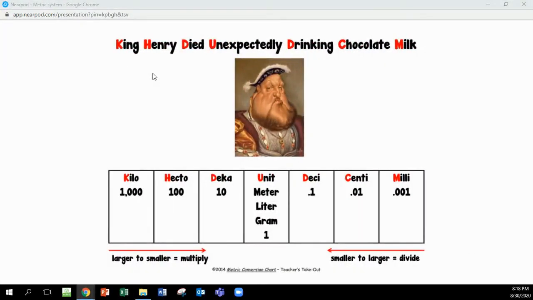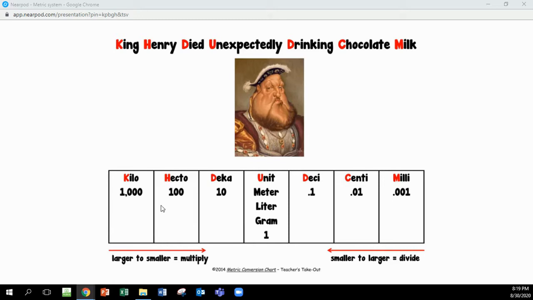So we got King Henry. Poor King Henry. He died unexpectedly by drinking chocolate milk. Okay? So kilo, king. Hecto, Henry. Died, deca. Here it says unit, so this is unexpectedly. Sometimes you see it with the word by for base. So unexpectedly, drinking, 0.1, chocolate, 0.01, milk, 0.001. That's how you can remember these.